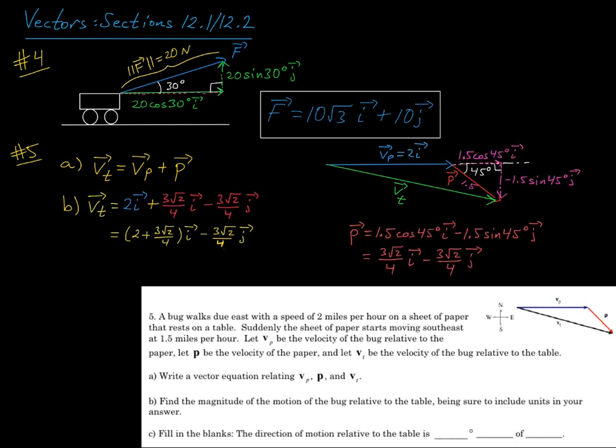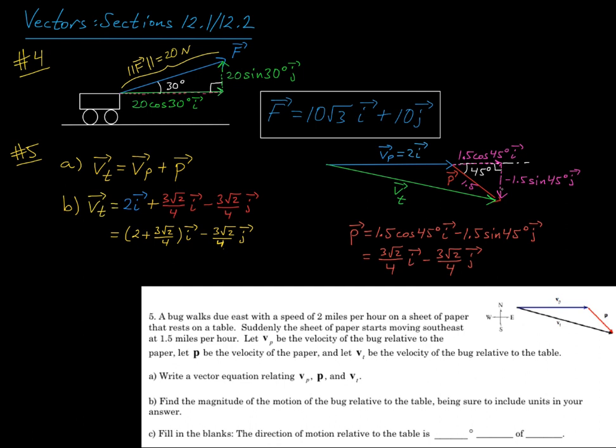So then note, I can find the components of the vector P using this right triangle, much like we did in question 4. So its horizontal component would be 1.5, that was the magnitude of the red vector, times the cosine of 45 degrees i. So that's going to give us 3 root 2 over 4 i.